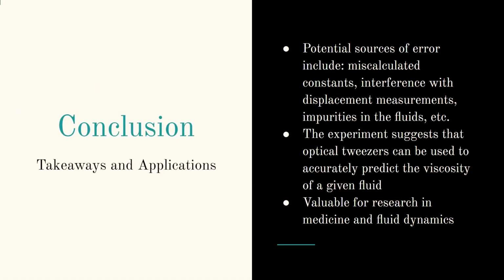And then moving on to the conclusion. Potential sources of error: miscalculated constants. So the temperatures, if anything changed between the time of measurement and the time of use, you could end up with something a little more viscous or a little less viscous than wanted. Interference with displacement measurements. So any bumping of the table, anybody walking, and sometimes even walking outside the room, anything like that can have an effect on it, even if we don't see it.